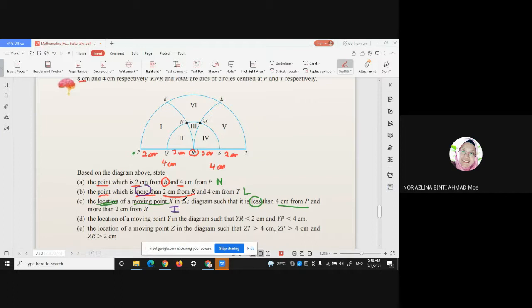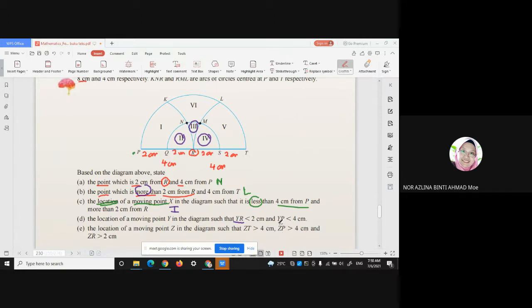Next, for D. The location of moving point Y in the diagram such that YR less than 2. What is the meaning of YR less than 2? Means the locus from point R is less than 2 cm. Less than 2 cm means below this semicircle, because this semicircle is 2 cm. So maybe 2, 3, and 4.